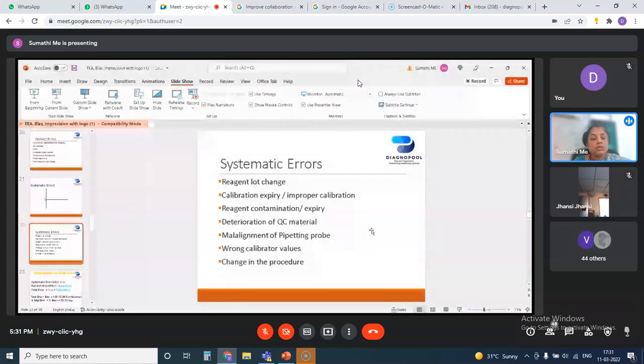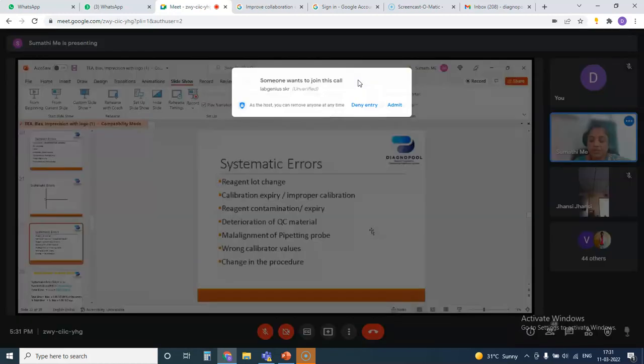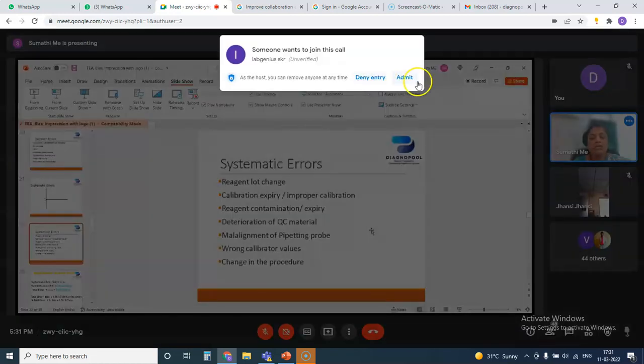So let us not go into detail about how to do the root cause analysis and the corrective actions for random errors and systematic errors, because we'll have to move on to the total error and total allowable errors. I just wanted you to understand the possible causes for random errors and how to identify them, and the possible causes for systematic errors and how to identify them. So now coming back to the total error.